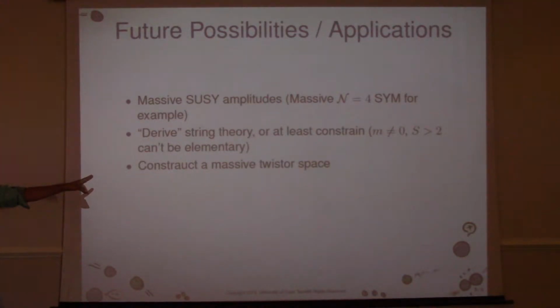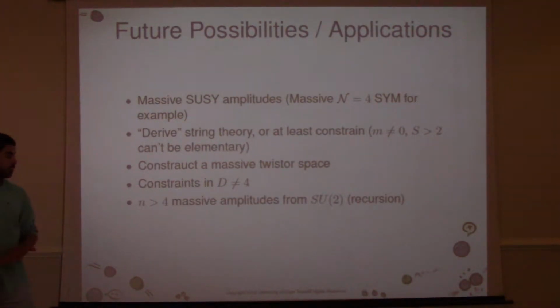That should definitely say construct. Construct massive twistor space is another interesting goal, to look at all of this stuff in additional dimensions other than four. And also, unlike in Daan's talk where he was talking about using recursion relations, no such thing currently exists for this massive construction. So we would hope that at some point we can go beyond 4 points by deriving some kind of recursion relation.